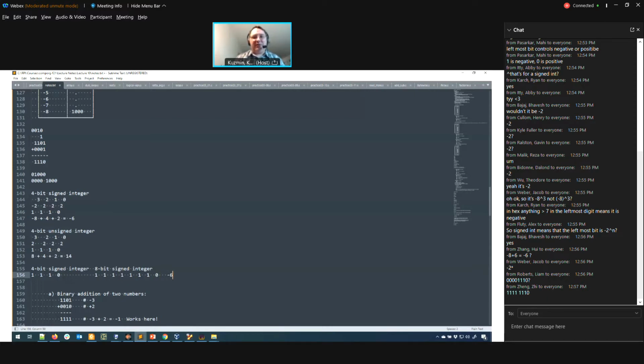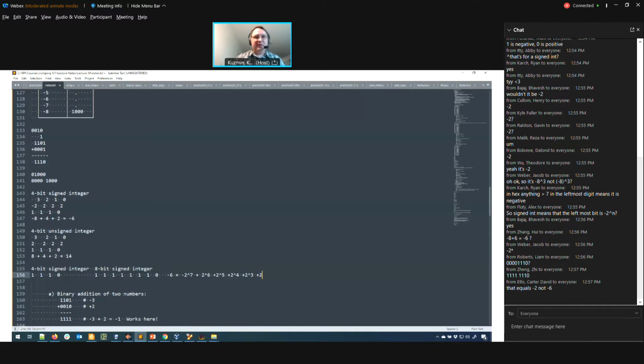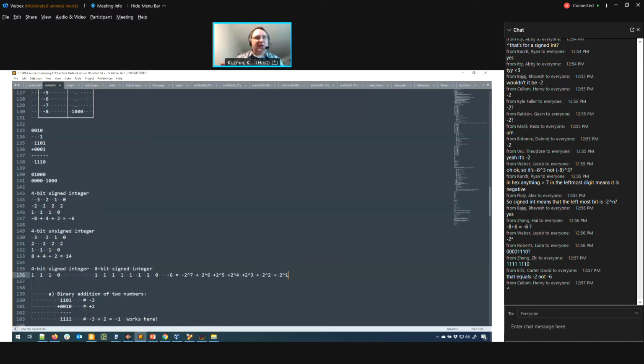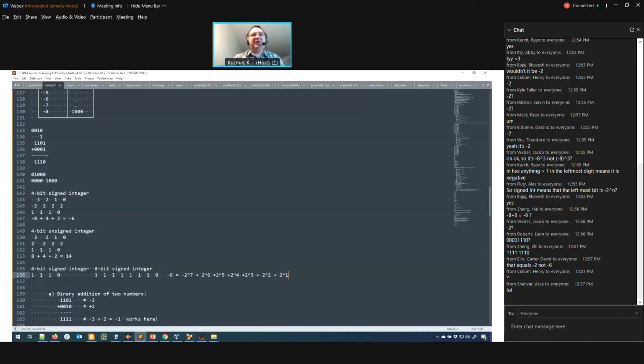How can you double check yourself? Well, you just count the weights. 0, 1, 2, 3, 4, 5, 6, and negative 2 to the 7th. So it should be negative 2 to the 7th plus 2 to the 6th plus 2 to the 5th plus 2 to the 4th plus 2 to the 3rd plus 2 to the 2nd plus 2 to the 1st, and that's it. Okay, so that should all sum up to negative 6.